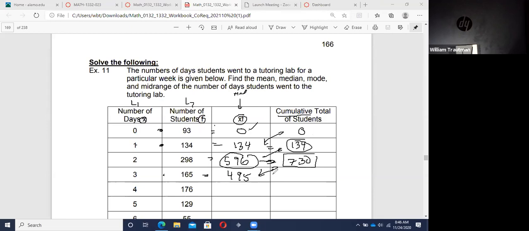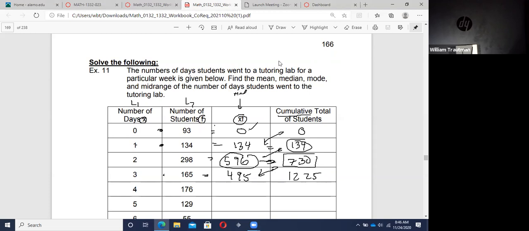495 plus 730 is 1225. And so on and so on. You multiply these up, and that's what you get. Now, let's answer the rest of these questions.